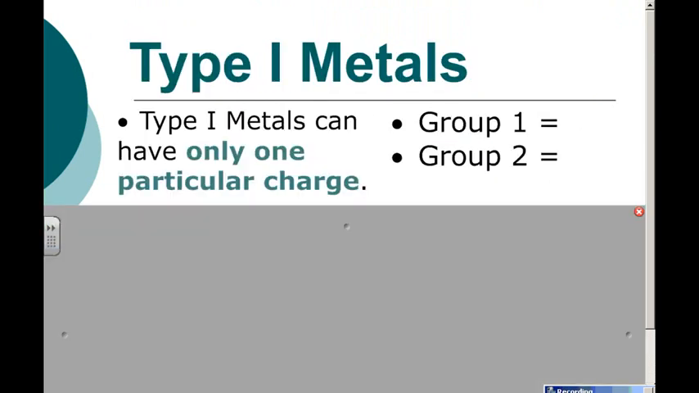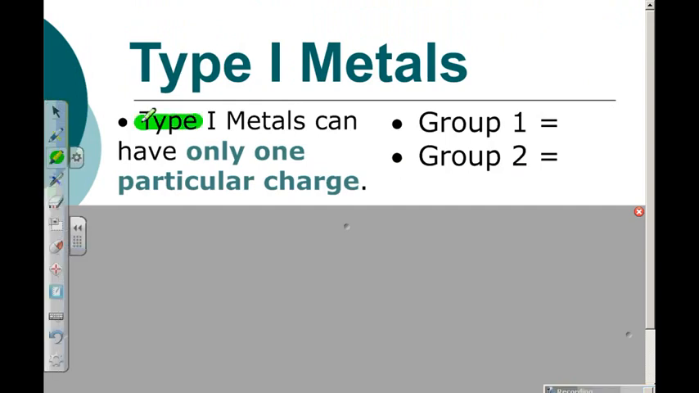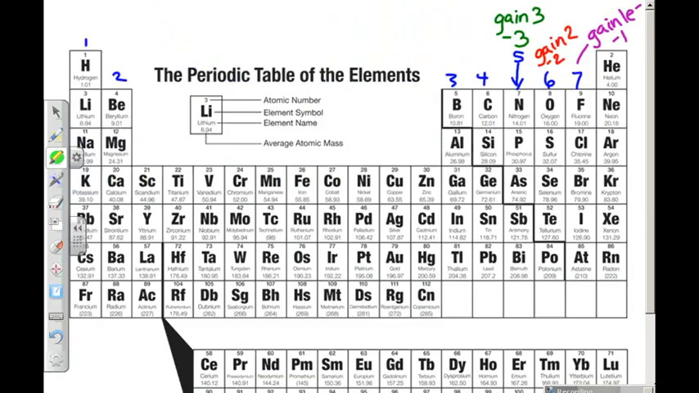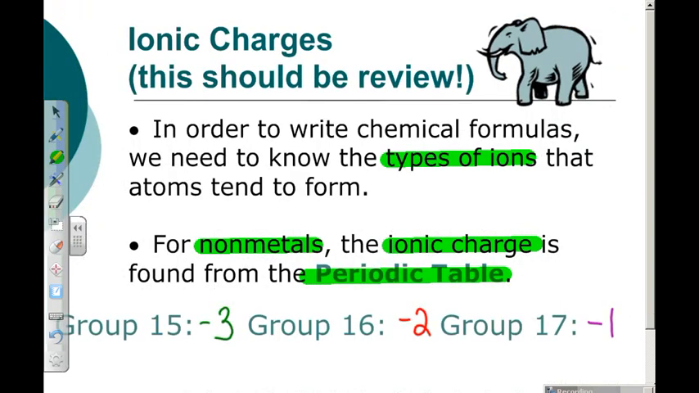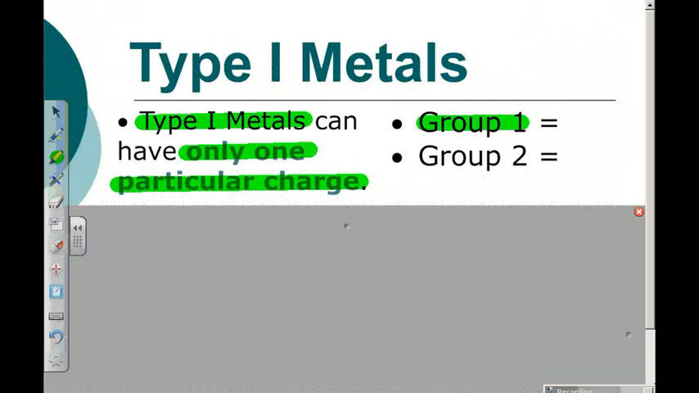Now it's time to talk about metals. Metals are going to be divided into 2 categories. We're going to start by talking about type 1 metals. Type 1 metals can only ever have one particular charge. For example, group 1 on your periodic table, if we refer back to that, was the first column on the left-hand side. These elements had 1 valence electron. In order to become stable, they would want to lose 1 electron. This gives them a positive charge because they lost something negative. Let me fill that in on my paper, that the charge for group 1 would be a +1.